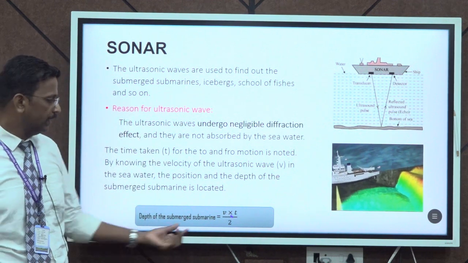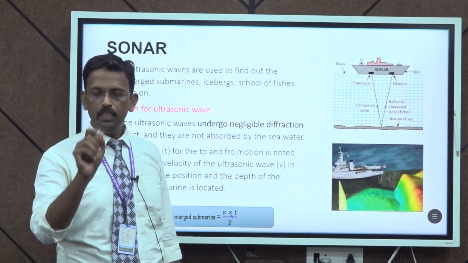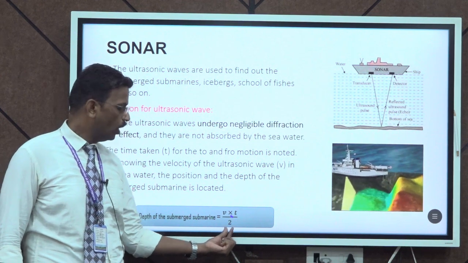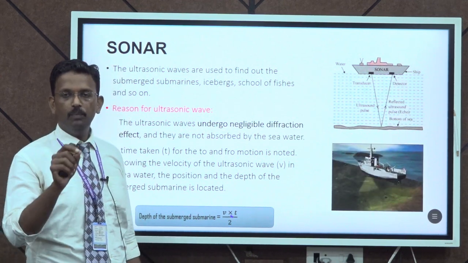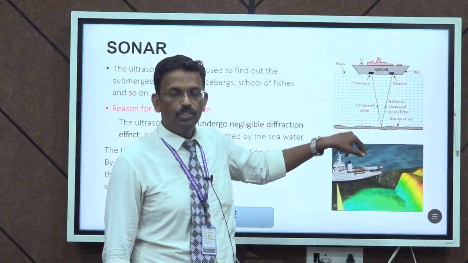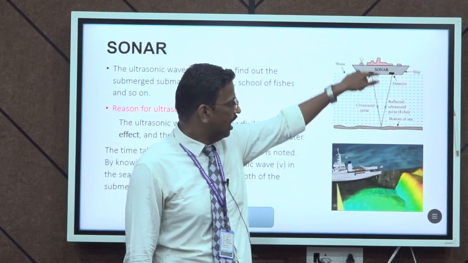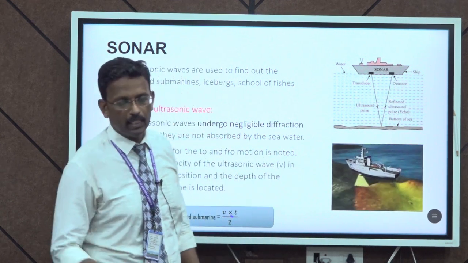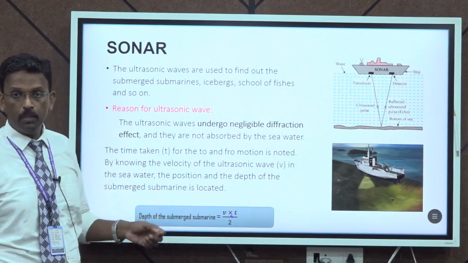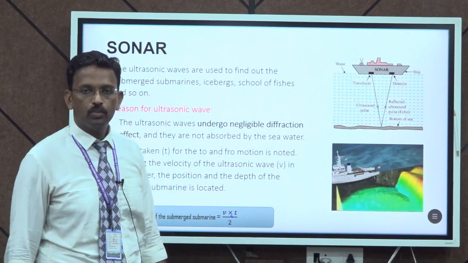You may have a doubt: the simple definition of velocity is displacement per time, so V is nothing but d by t, but why do we need to divide by 2? The main thing is that here we are considering the time duration for both to and fro motion. So, the actual depth of the sea is half of the distance travelled by the waves. That Vt by 2 formula is used to measure the depth of the sea with the help of ultrasonic waves.